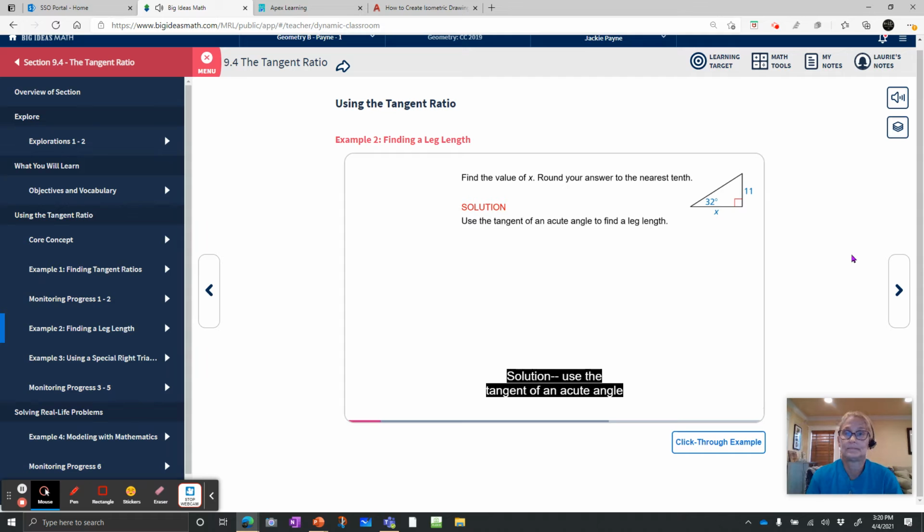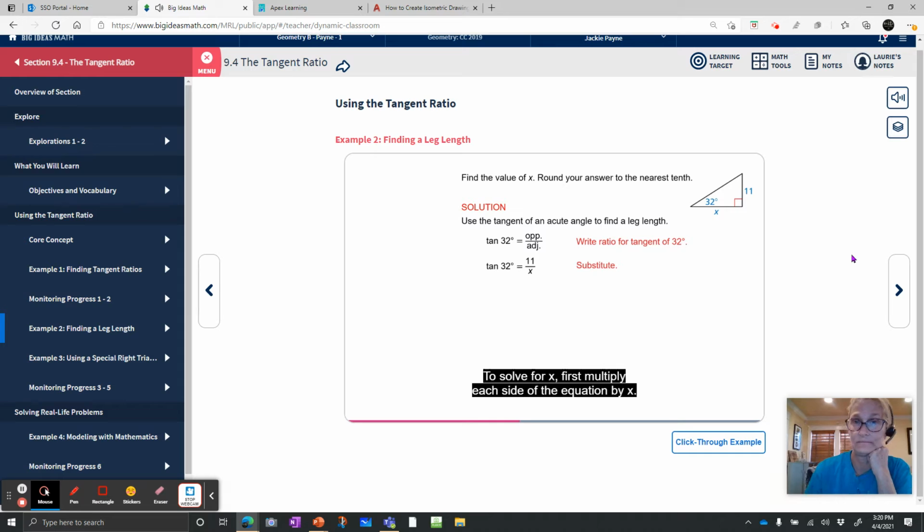Solution. Use the tangent of an acute angle to find a leg length. The tangent of 32 degrees is equal to the length of the opposite leg divided by the length of the adjacent leg. Substitute 11 for the length of the opposite leg and x for the length of the adjacent leg. So you have the equation, the tangent of 32 degrees equals 11 divided by x.